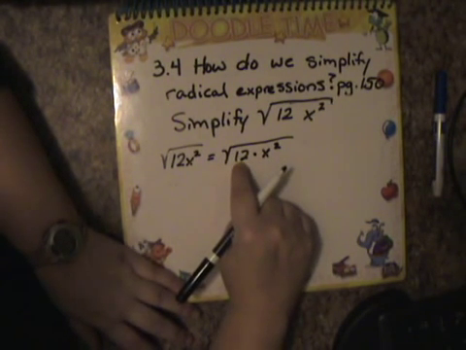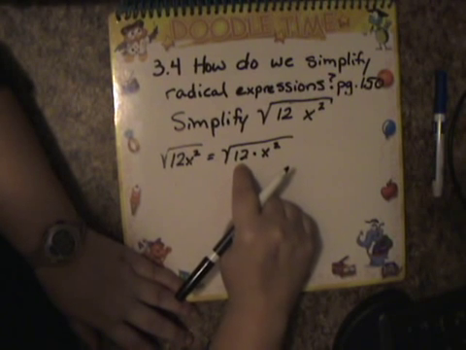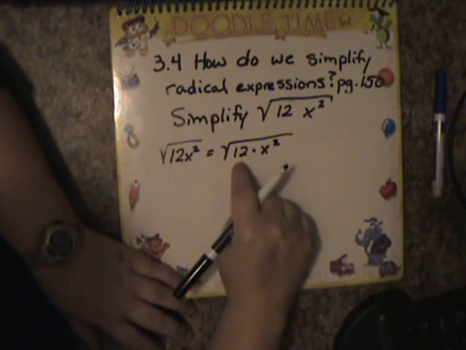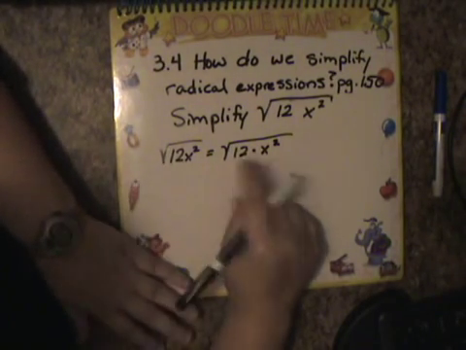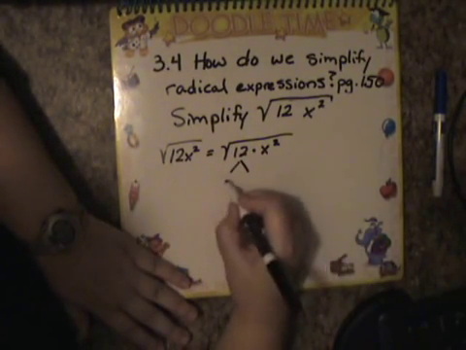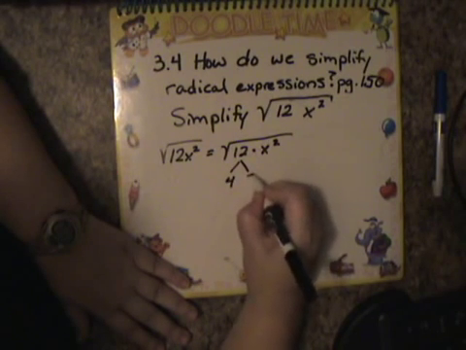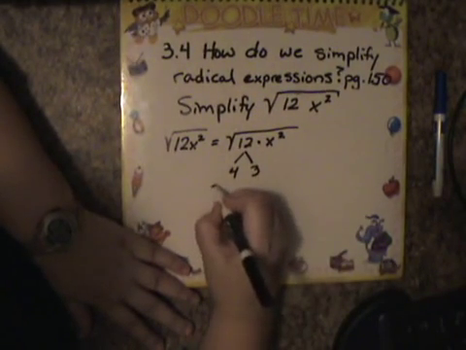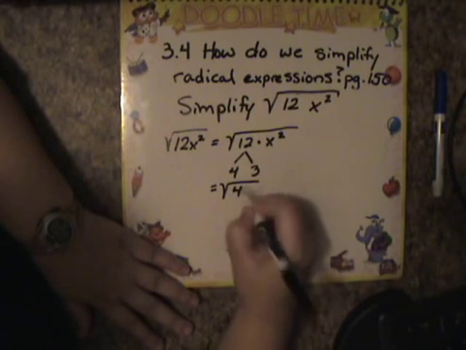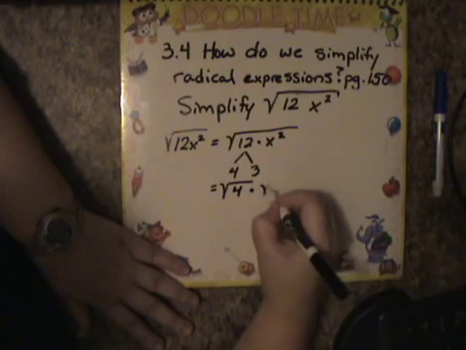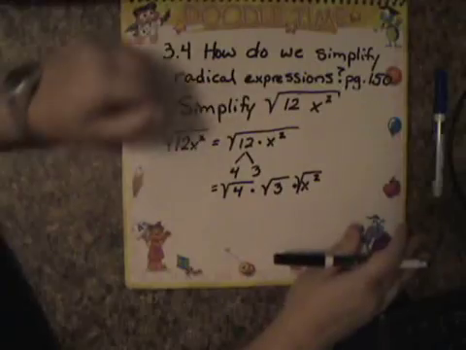Now 12 is not a perfect square, but 12 is made up of other perfect squares. 12 is 4 times 3. So we can take the 12 and divide that into 4 and 3. In reality, I'm going to say the square root of 4 times the square root of 3. Okay.